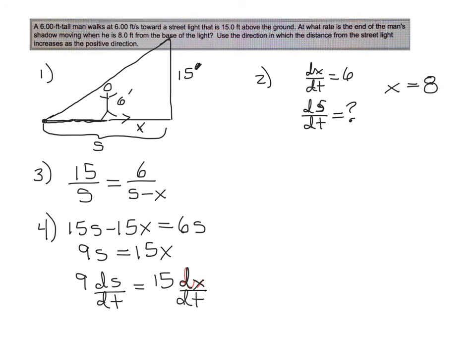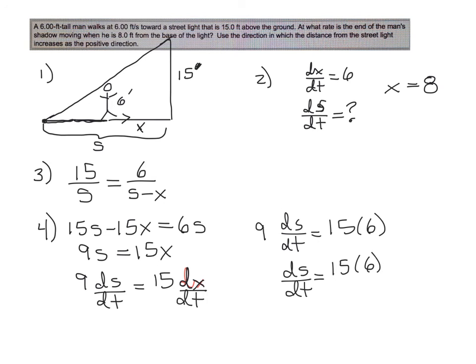And now I can plug in my knowns. So 9 ds/dt, which is actually what we're looking for, is equal to 15 times dx/dt, which was 6. And so ds/dt is going to equal 15 times 6 divided by 9, which is 10.